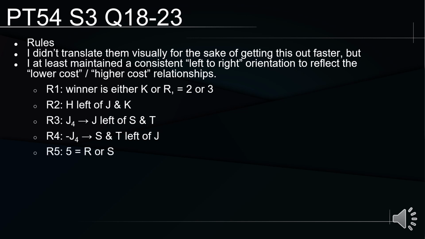Rule 5 is very simple. It tells us that spot number 5 is always going to be occupied by one of R or S. It can only be occupied by one of these two, because either R or S is the one that goes in slot 5, according to the rule.